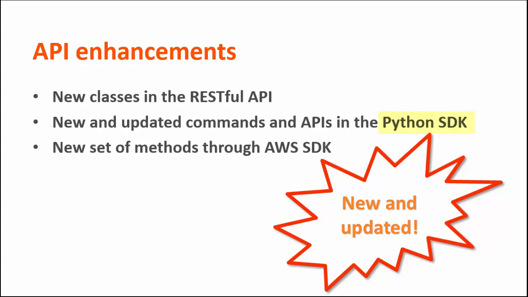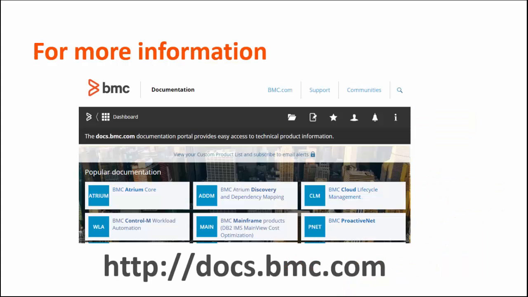Note that the Python SDK provides simplified API access in Java. This SDK is compliant with the AWS SDK interface, so it's easy for developers to consume. This SDK allows users to leverage all BMC Cloud Lifecycle Management capabilities, like managing services and servers in a heterogeneous environment. For more information about these features, go to docs.bmc.com.